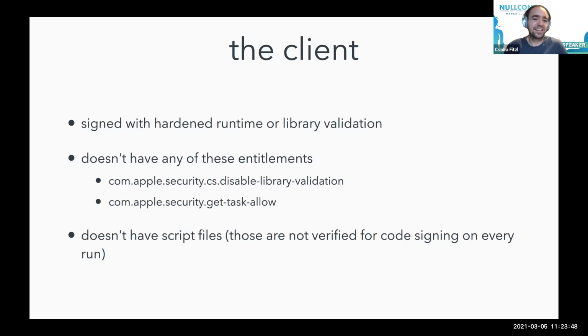The second thing is that these entitlements, com.apple.security.cs.disable-library-validation and get-task-allow, must not be present on your client, because if any of those are there, someone can inject code into the application. If disable library validation is present, then someone can inject a dylib, and if get-task-allow is present, then someone can inject shellcode through Mach task ports.